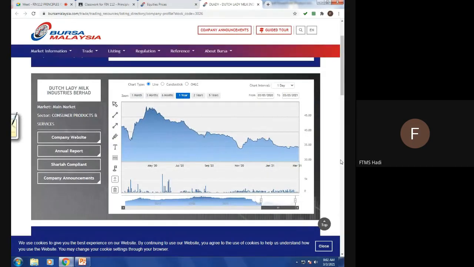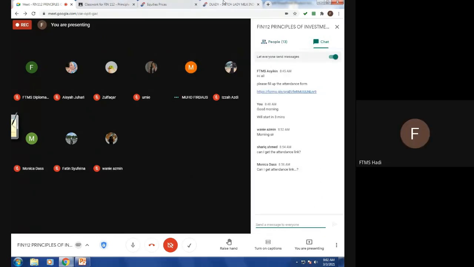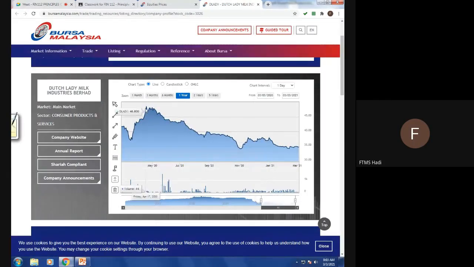If you see this one, is it bullish or bearish? Let me take a guess. Is it bullish or bearish, if you look at the general trend? Bearish. Okay, how about the other? Bearish, right? As you can see, the price from the peak of 48 ringgit per share goes down until at one point it becomes 34 ringgit.